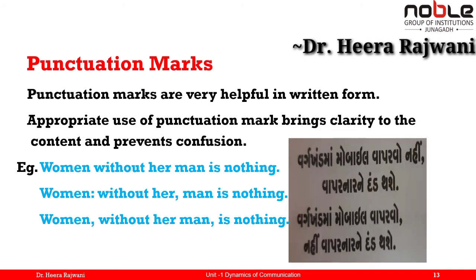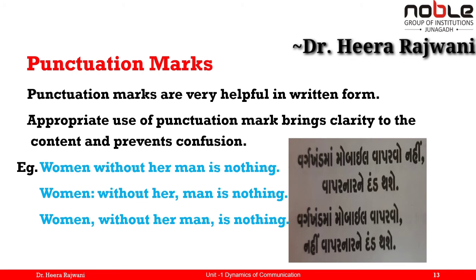We can see one more example. વર્ગખંડમાં મોબાઈલ વાપરવો નહીં. વાપરનારને દંડ થશે. Similarly, in the next sentence we can see વર્ગખંડમાં મોબાઈલ વાપરવો, then comma, નહીં વાપરનારને દંડ થશે. This means we have to compulsorily use mobile in the classroom.